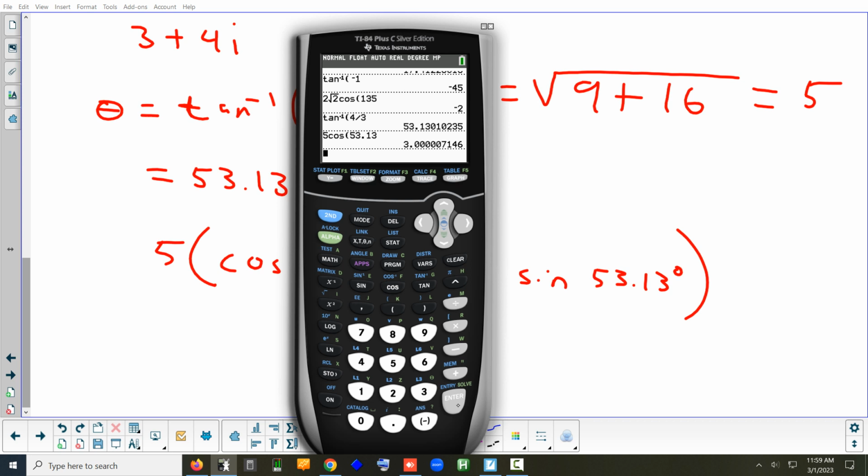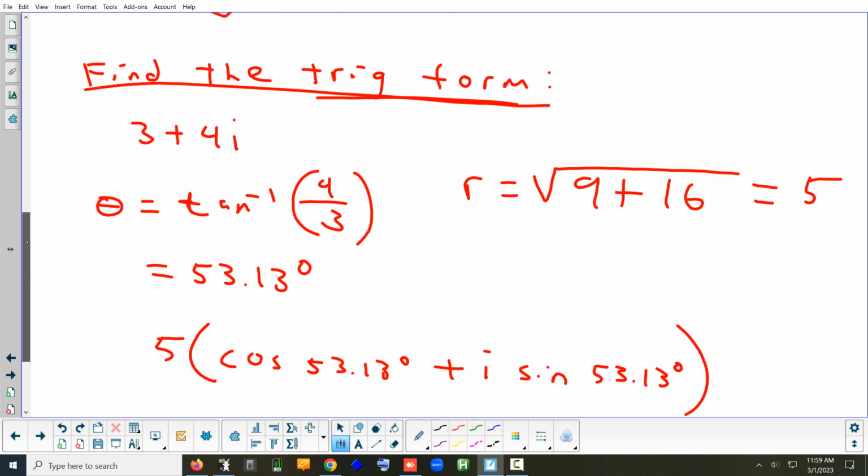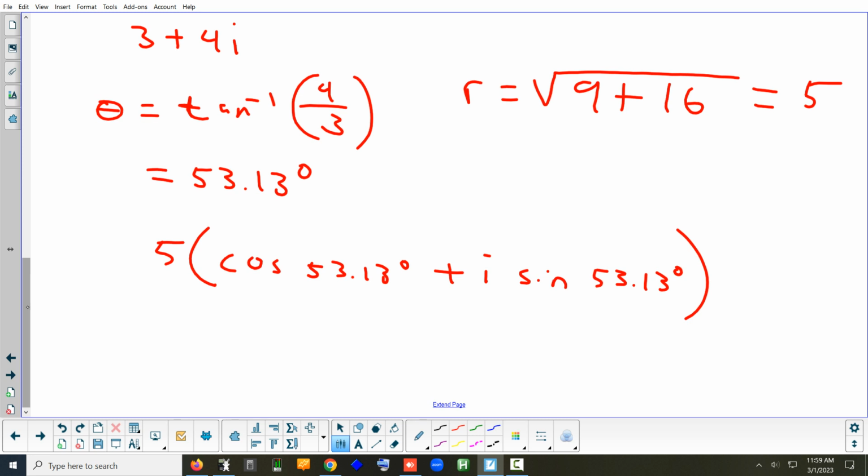How come I didn't quite get back 3? Because you rounded it to 0.13. Because I rounded it, but I mean it's close enough that I know it's correct. Okay, so that's how you change a number to trig form.